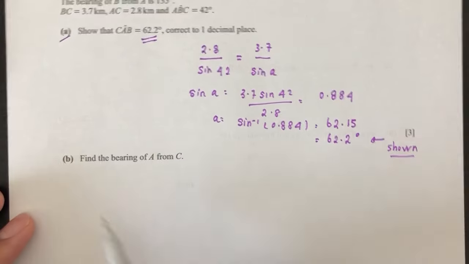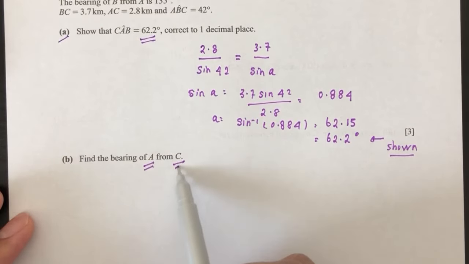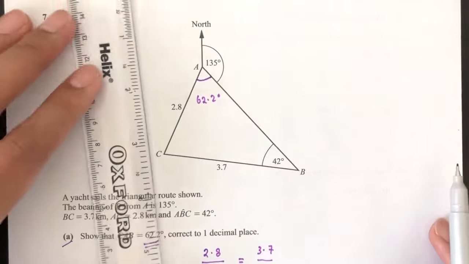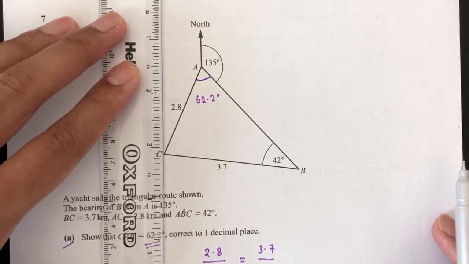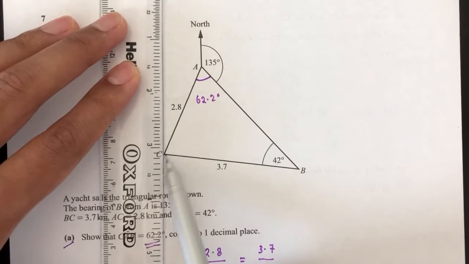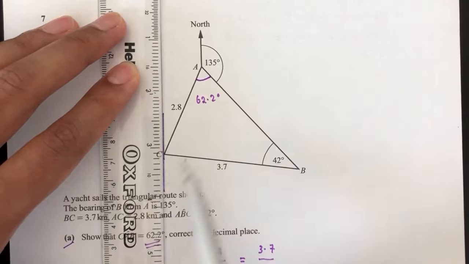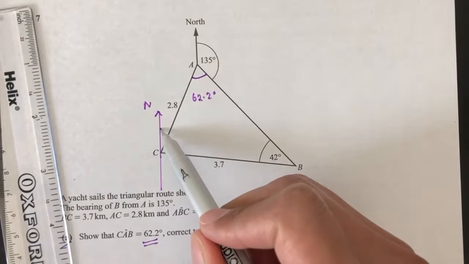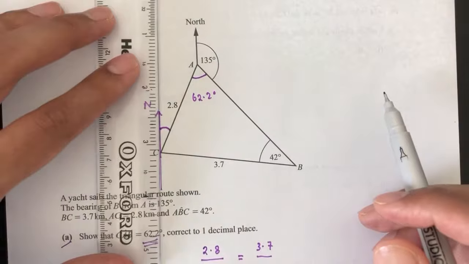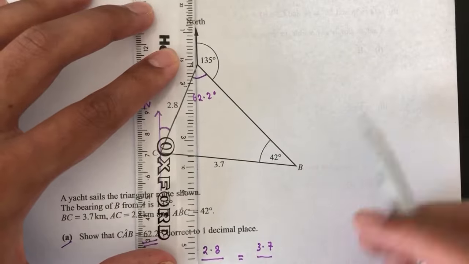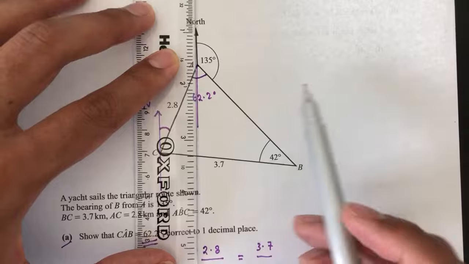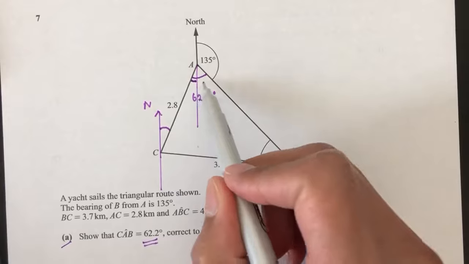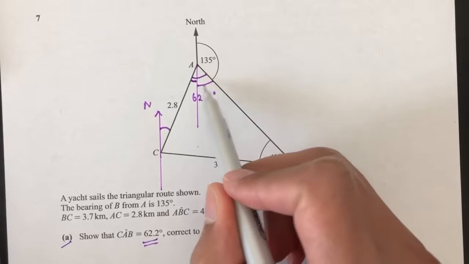Now question part B. Find the bearing of A from C. So let's go to the point C. You have to draw the north line. That's the north line. So we have to find the bearing of A from C. We have to find this angle. So how do you find this angle? You can extend this line here, right? This angle here is equal to this angle here. So we can find this angle here and we can find this one.